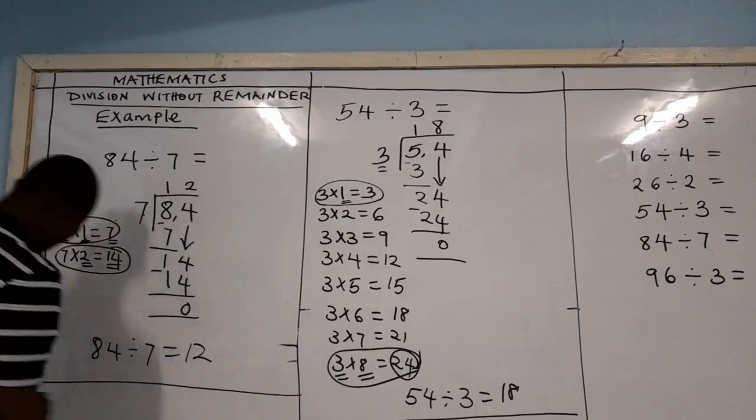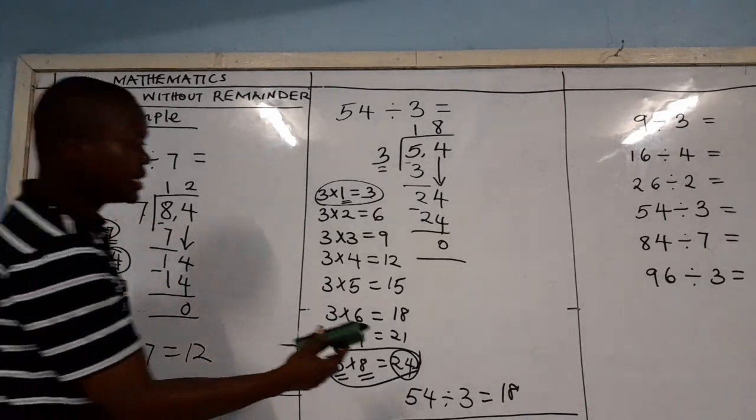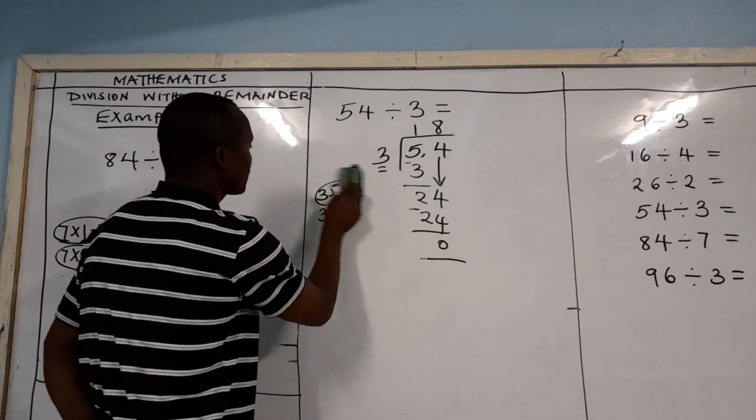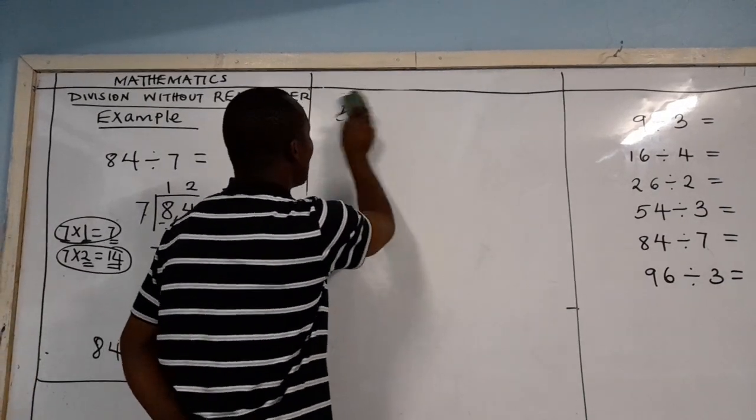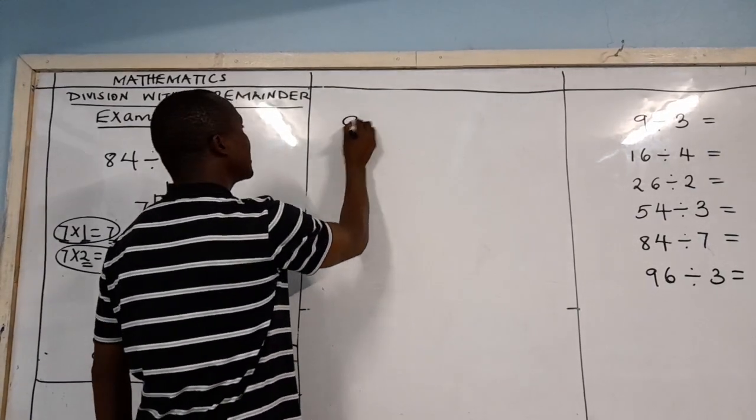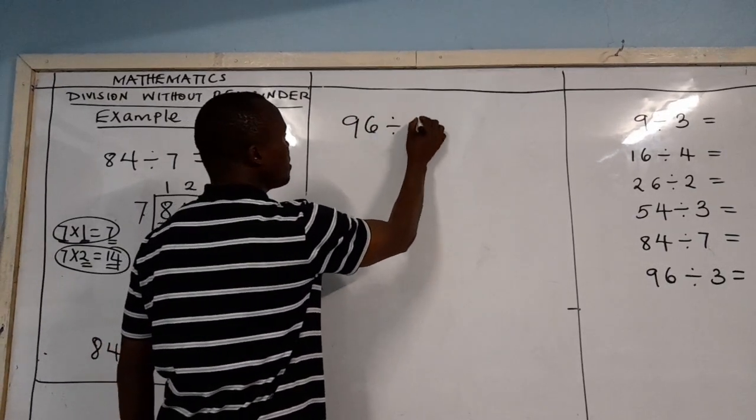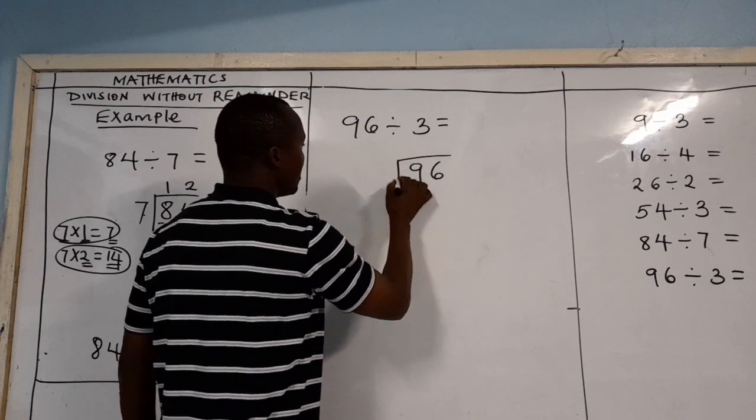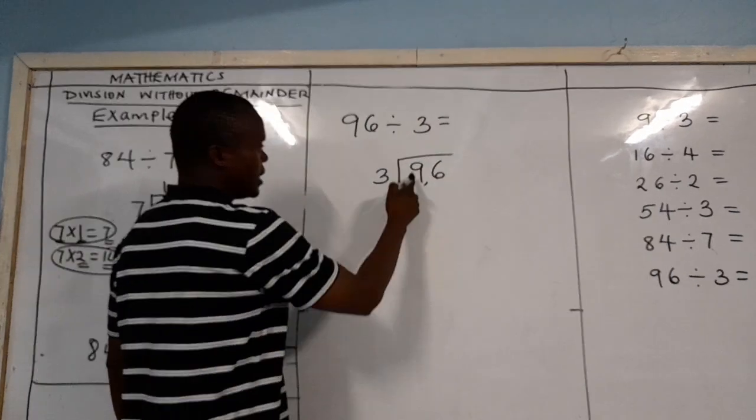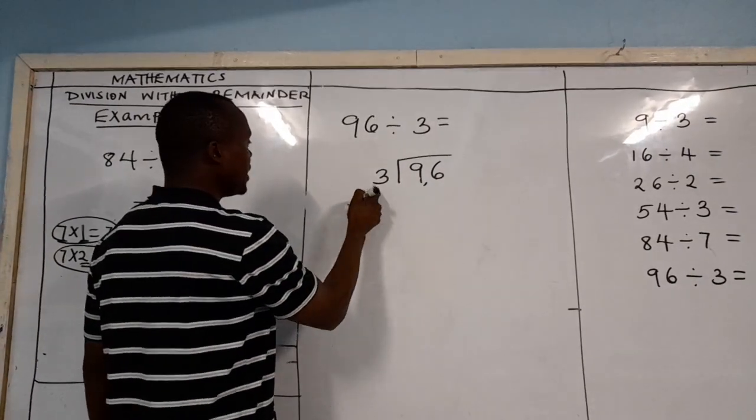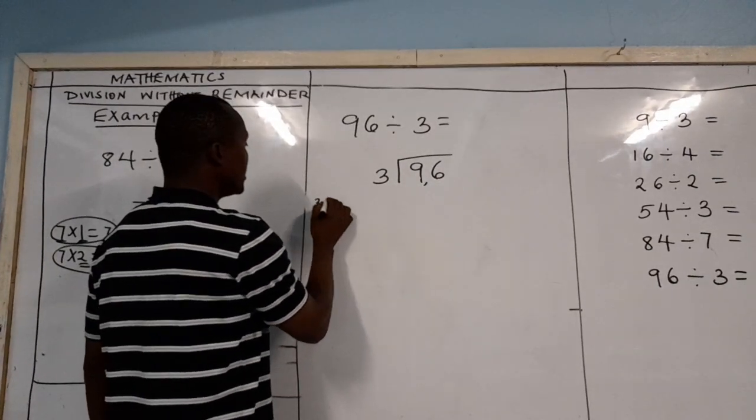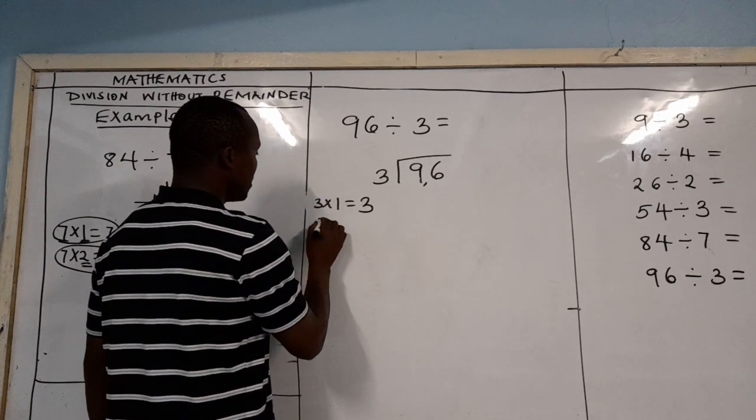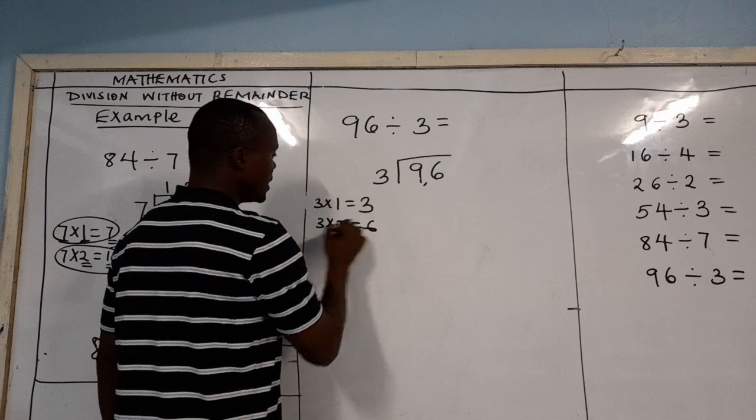And now, finally, to our last example of the day, which is 96 divided by 3. Write it as 96 divided by 3. Consider 9. Make a table of 3 until you get 9. So 3 times 1 is equal to 3. Then 3 times 2 is equal to 6.